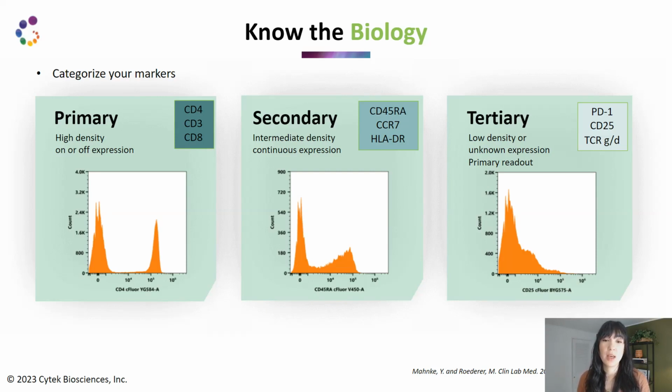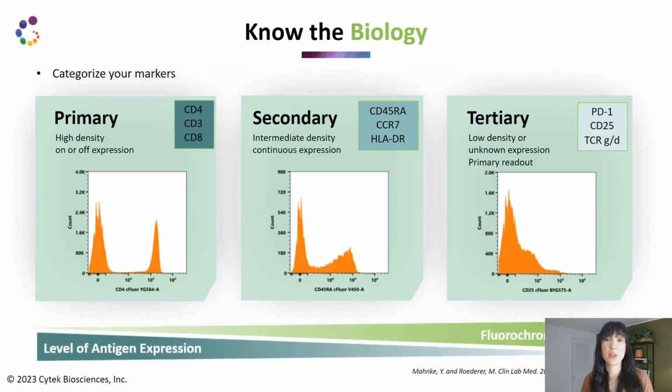as a tertiary marker. And so it's important to understand these categories because when you get to pairing your markers with fluorochromes, you need to make sure that the tertiary markers specifically get paired with very bright fluorochromes, because if you pair a tertiary marker with a dim fluorochrome, you will not be able to optimally resolve it.